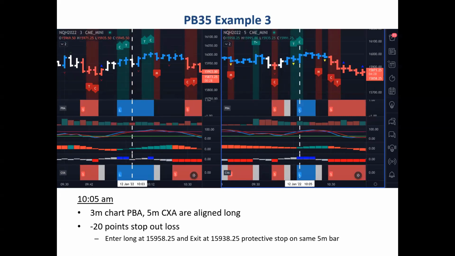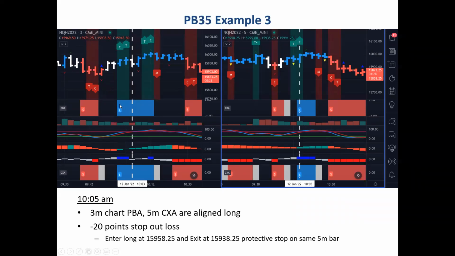And here's one last example before we jump to some live charts. On January 12th at 10:03, we have an alignment. We have the 3-minute PBA come on at 10:03, but the actual alignment to get into the trade wasn't until 10:05. So this is another example where the 5-minute is the time frame and the CXA is the trigger to get into the trade, because the 3-minute PBA was already in place.